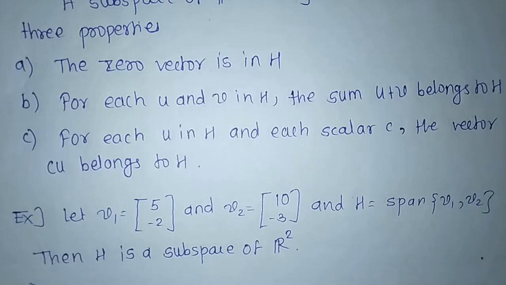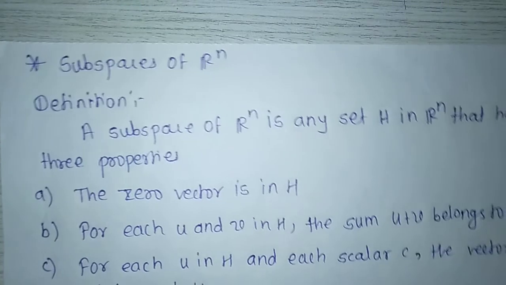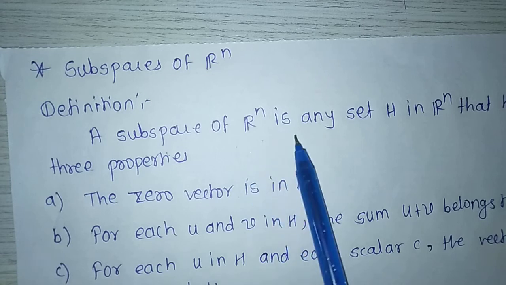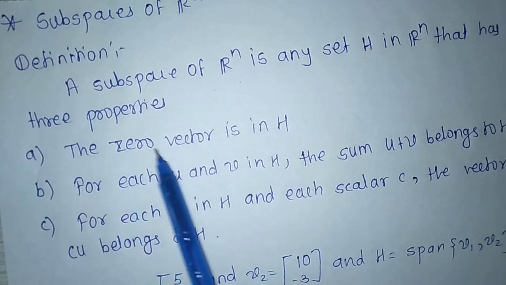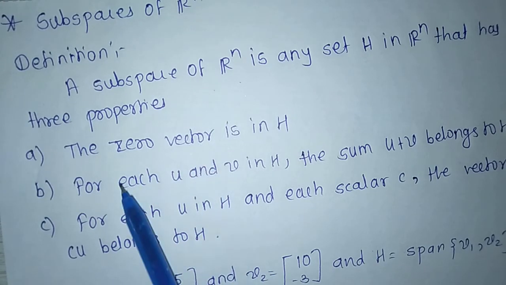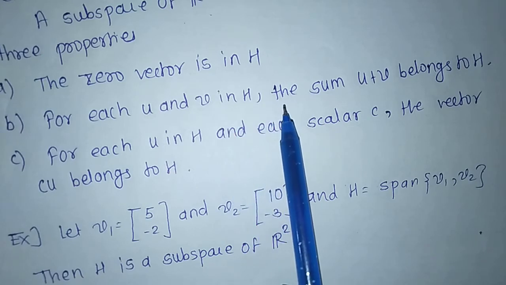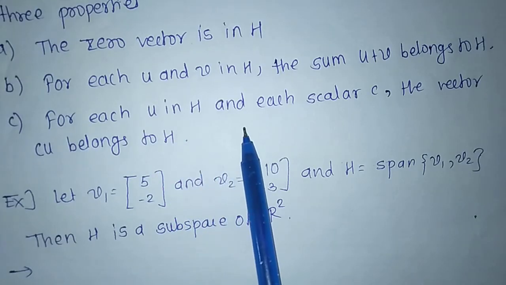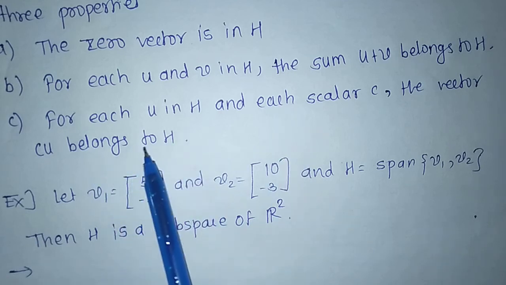Next point is subspaces of Rn. Definition: a subspace of Rn is any set H in Rn that has three properties. First, the zero vector is in H. Next, for each u and v in H, the sum u plus v belongs to H. Next, for each u in H and each scalar c, the vector c u belongs to H.